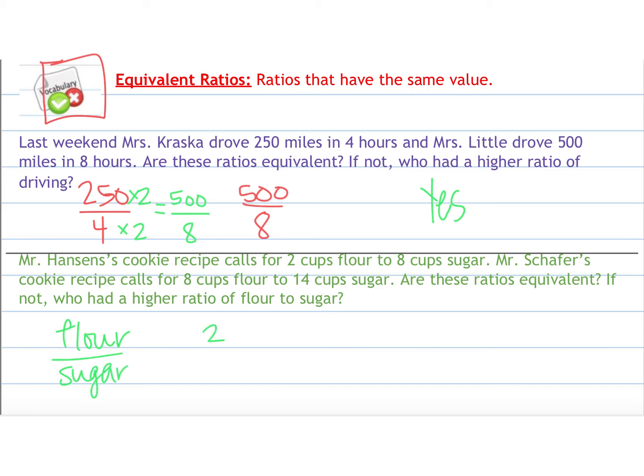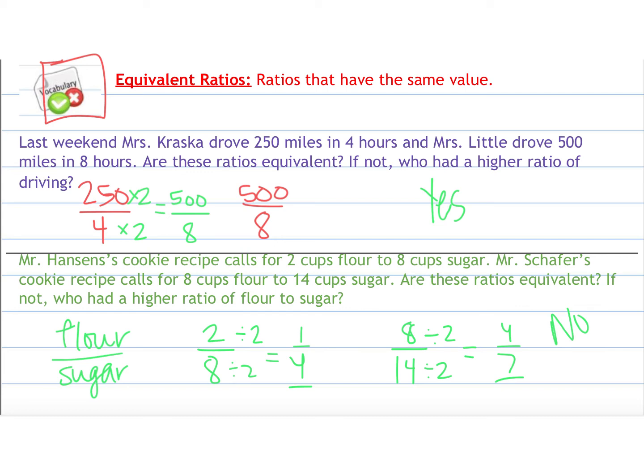So there's 2 cups of flour, 8 cups of sugar for Mr. Hansen, and Mr. Schaefer has 8 cups flour over 14 cups of sugar. I'm going to simplify both of these, and when they're in simplest form, let's see if they are equivalent. So that would be 1/4. These are both divisible by 2, which is 4/7. Now that they're both in simplest form, notice 1/4 and 4/7, those are not equivalent. So are they equivalent? No.